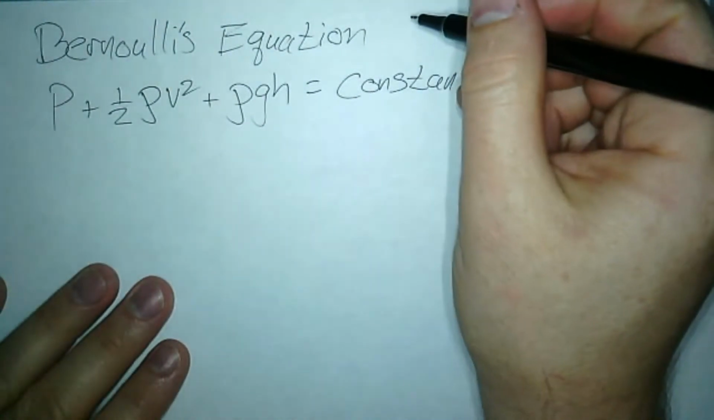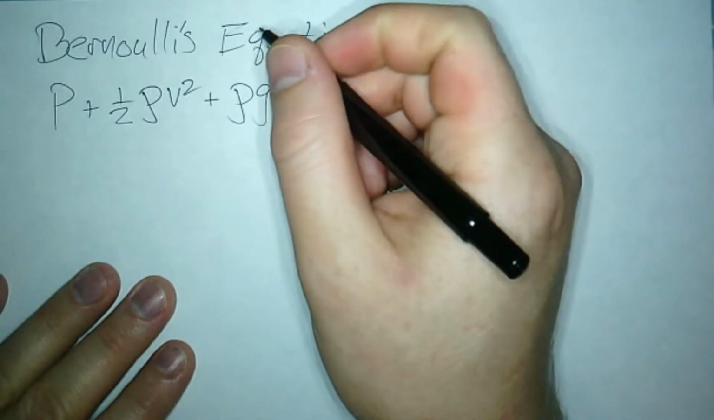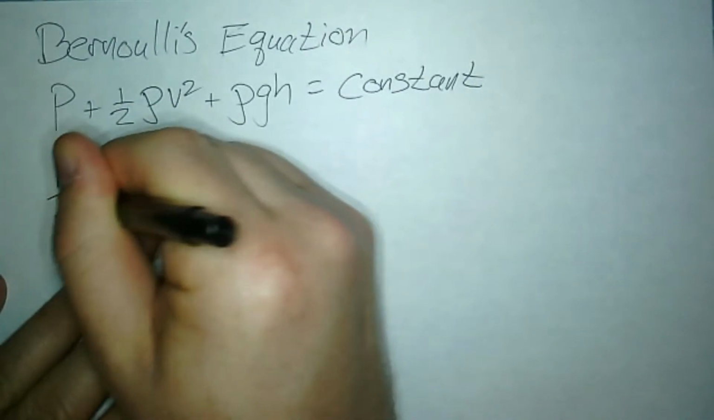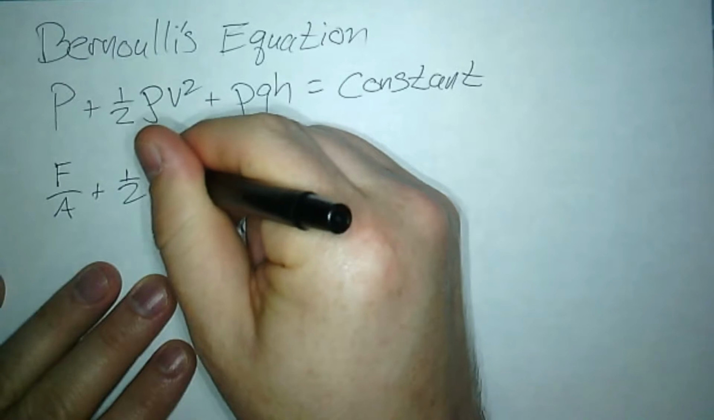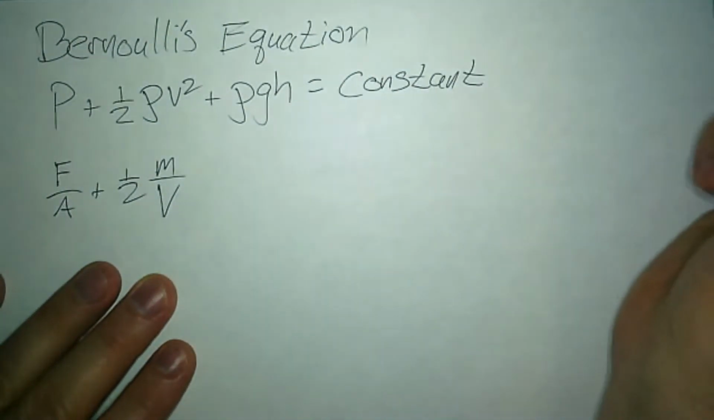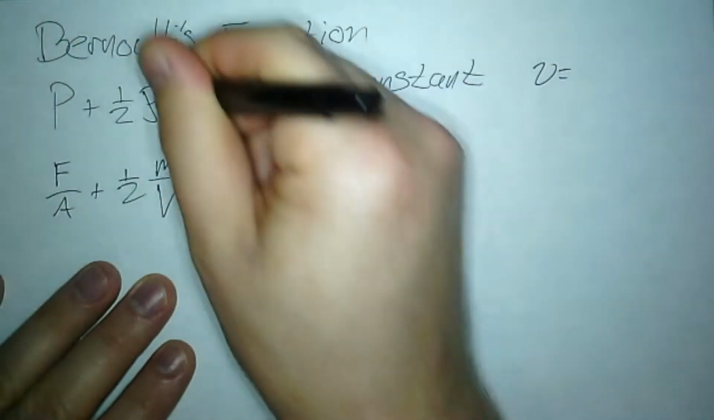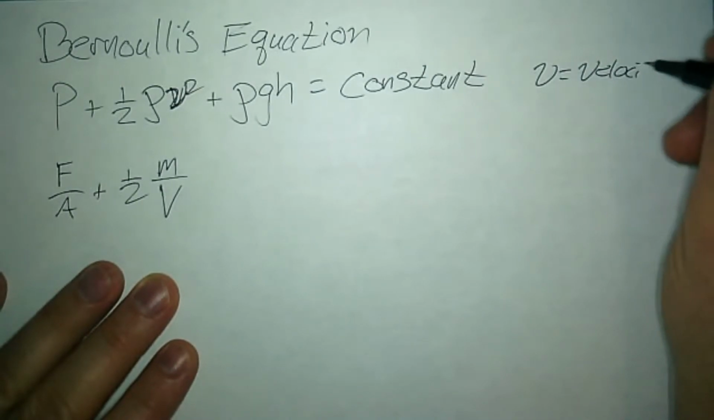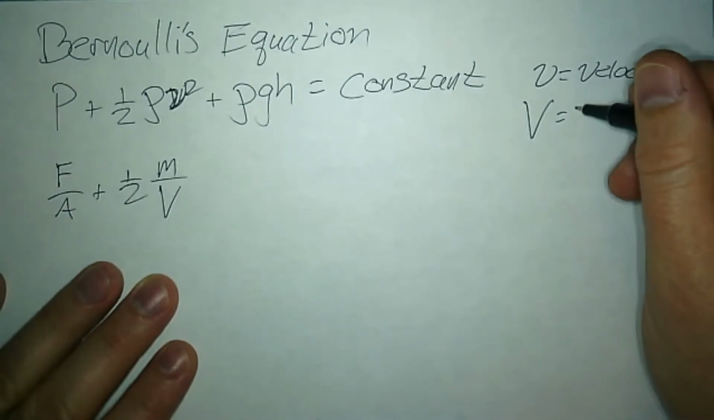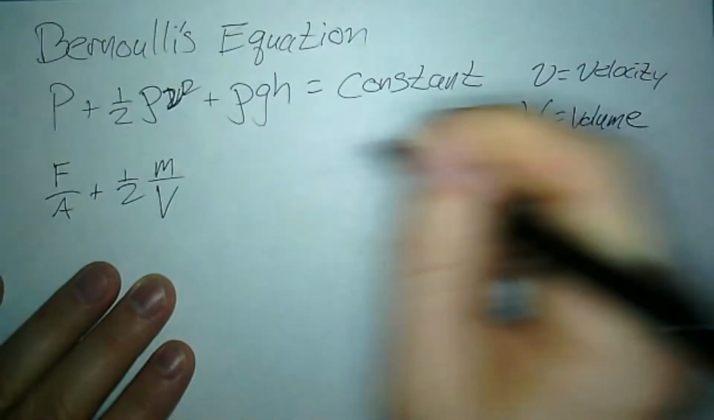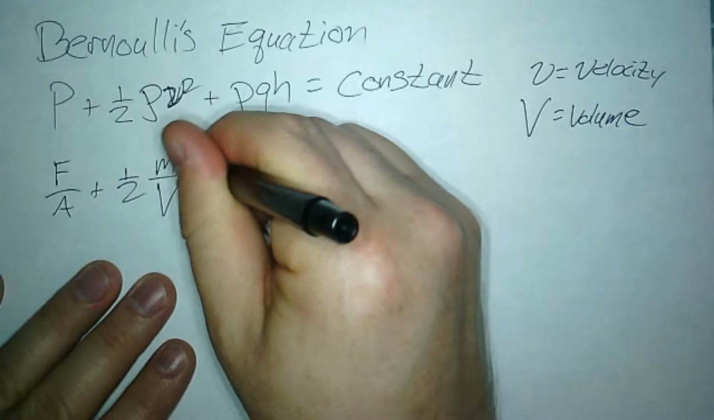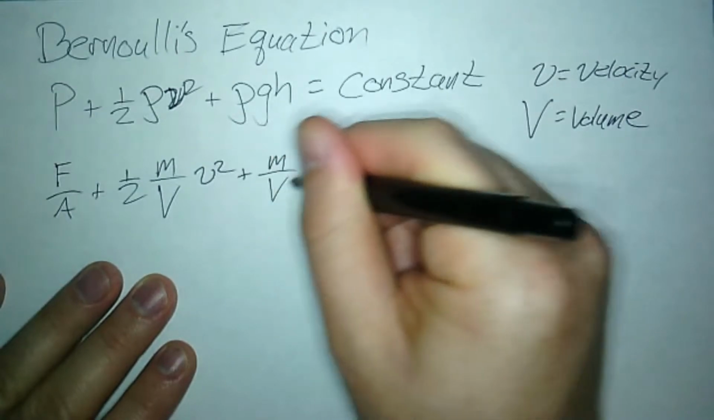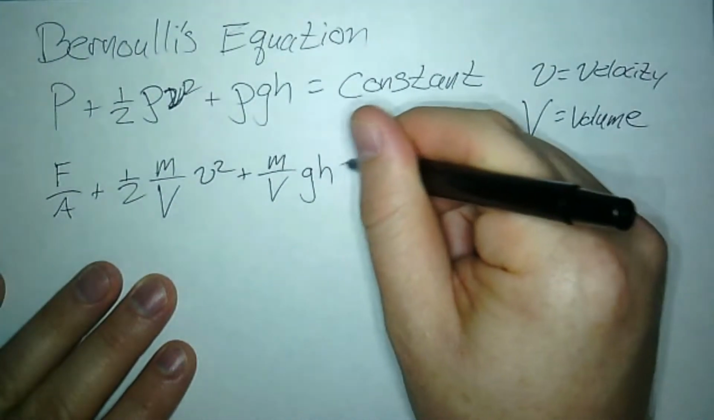So what I want to do is rewrite this equation just slightly. This is going to be force per area. This is going to be mass per volume. I'm going to do a curly v as velocity, and capital V as volume, just for notation, because there are too many V's. So it's 1/2 (m over V) v squared plus (m over V) gh. That's constant.